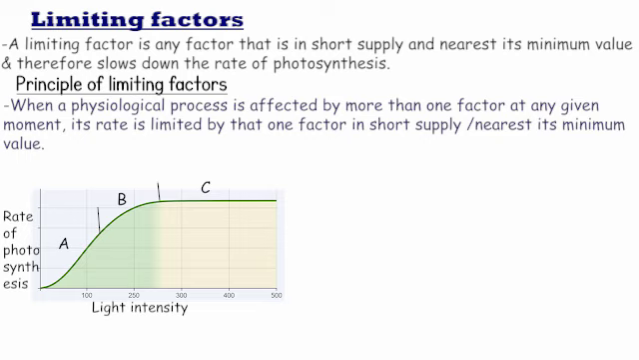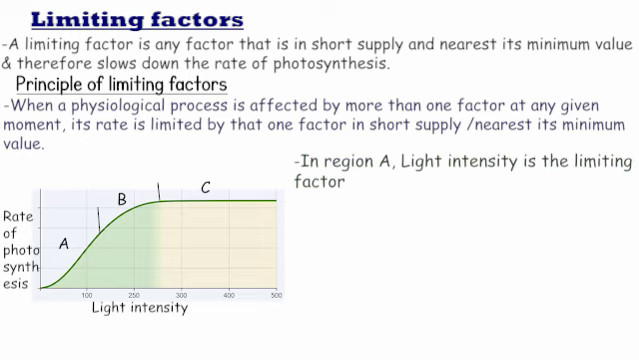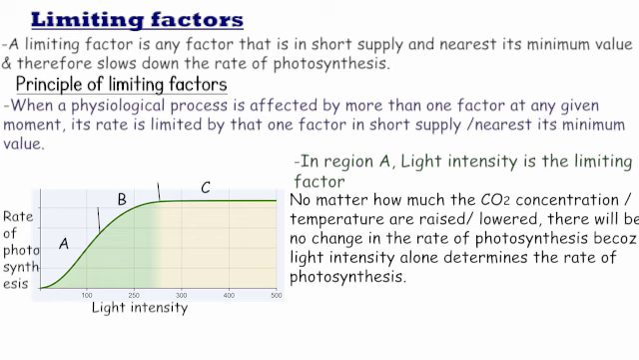Now from this graph you can see there's region A, B and C. So in region A, light intensity is a limiting factor. So what this means is that in region A, no matter how much you raise or lower carbon dioxide concentration or temperature or any other factor, there will be no change in the rate of photosynthesis, because light intensity alone determines the rate of photosynthesis in region A. So in this region, only increasing light intensity can increase the rate of photosynthesis, but this can occur up to a certain level, and this is where region B comes in.